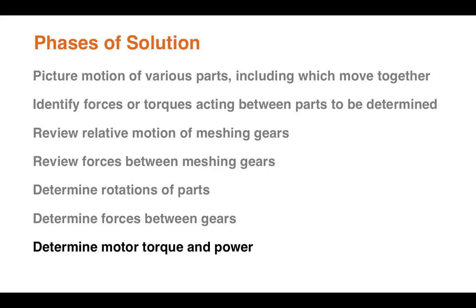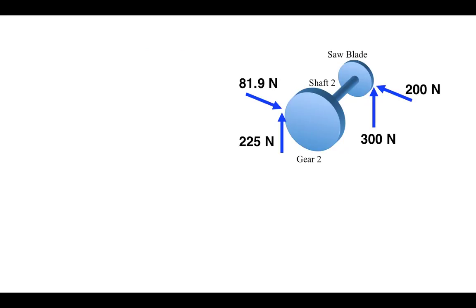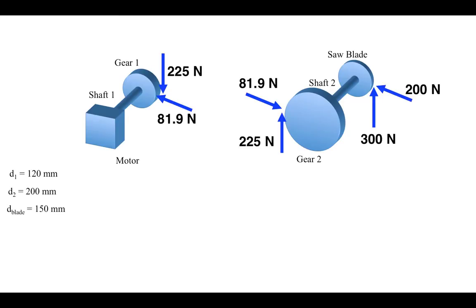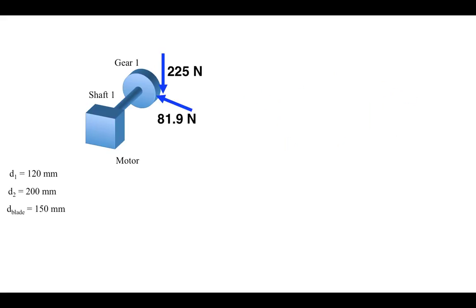We're now going to look at the motor torque and then the power. So here are the forces we just determined. This is gear 2, shaft 2 and the saw blade and the forces on it. By Newton's third law, the opposite gear tooth forces act on gear 1. So we're going to focus here on gear 1. We show now there's the motor. We're going to remove the motor and we're going to draw the unknown torque exerted by the motor.